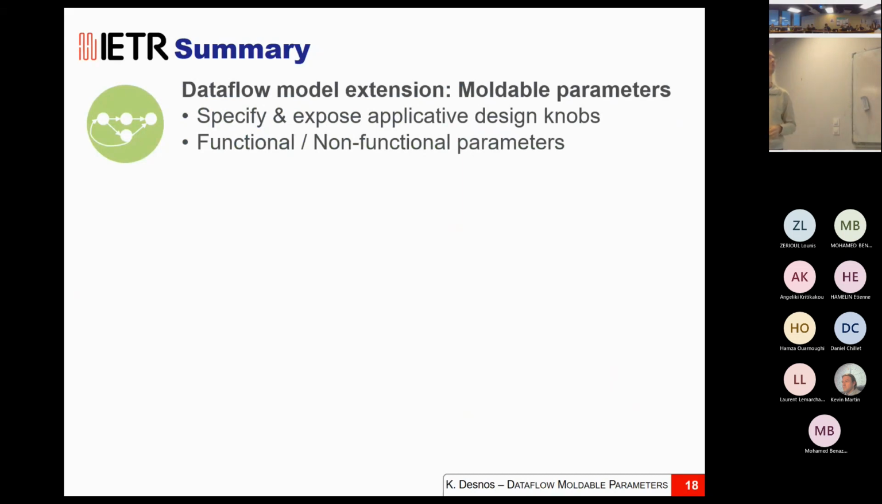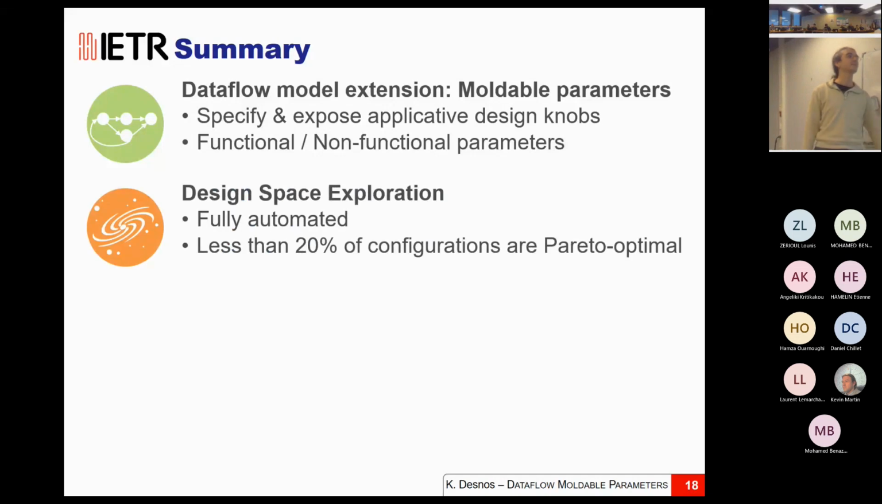So as a summary, the results of this paper are that we have proposed an extension of the data flow model of computation to introduce the moldable parameters to specify and expose the design nodes from the applications to the design space exploration framework, both for functional and non-functional parameters. Then we have tried the design space exploration in an exhaustive way, fully automated within the framework, and we have shown that basically less than 20% of the points are on the Pareto front, and for big applications, it is less than 1% or less than 2%.